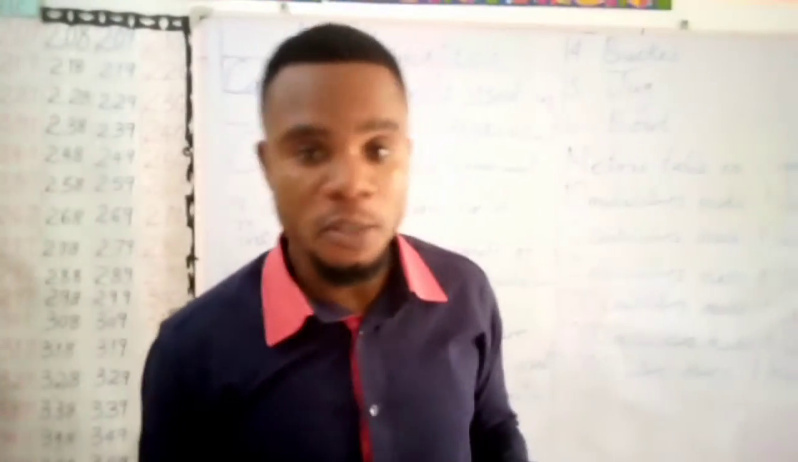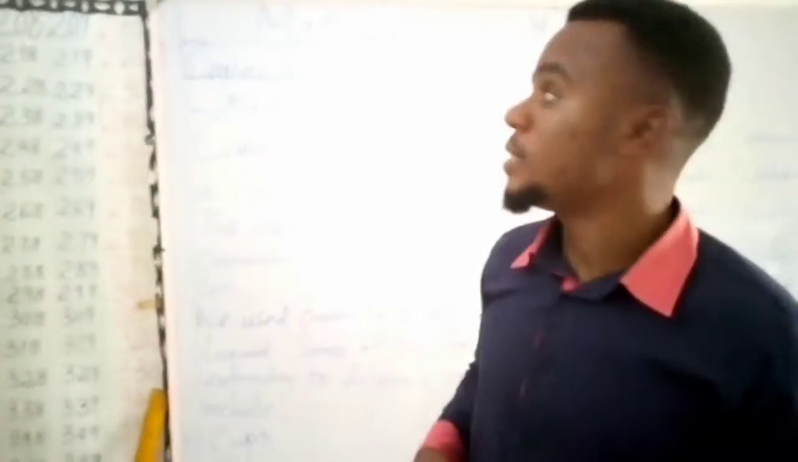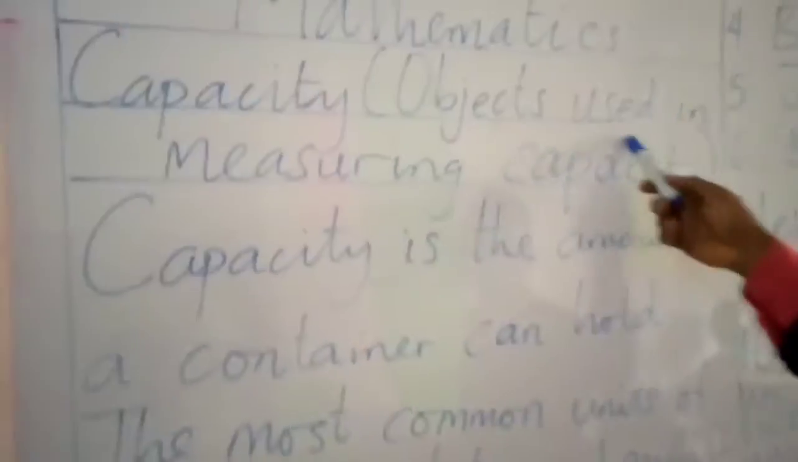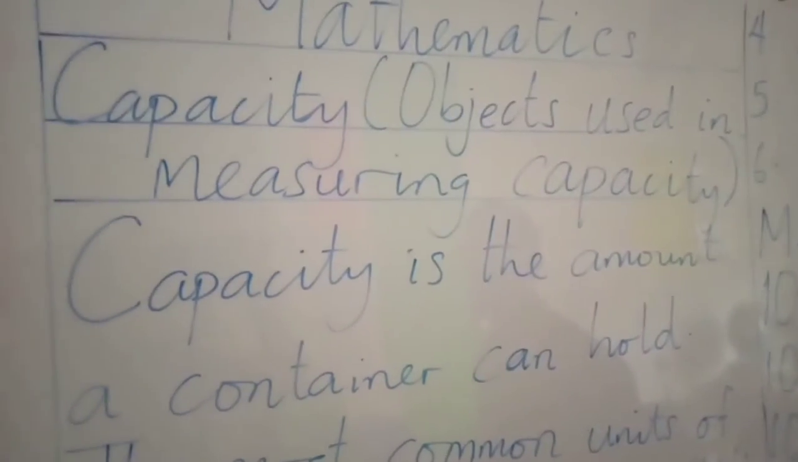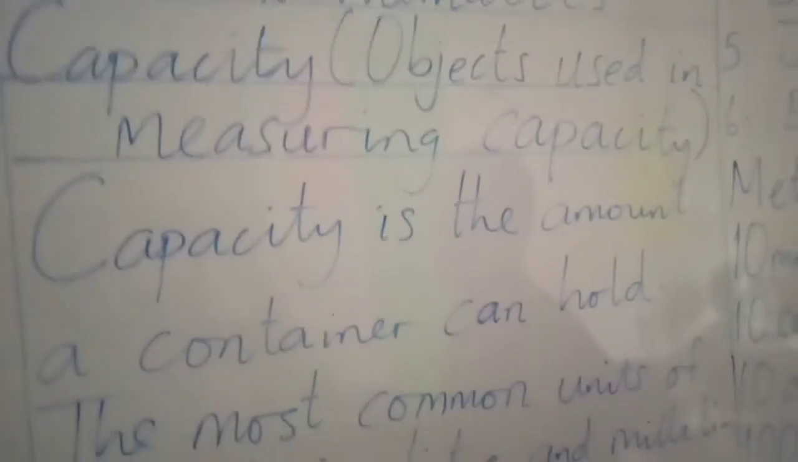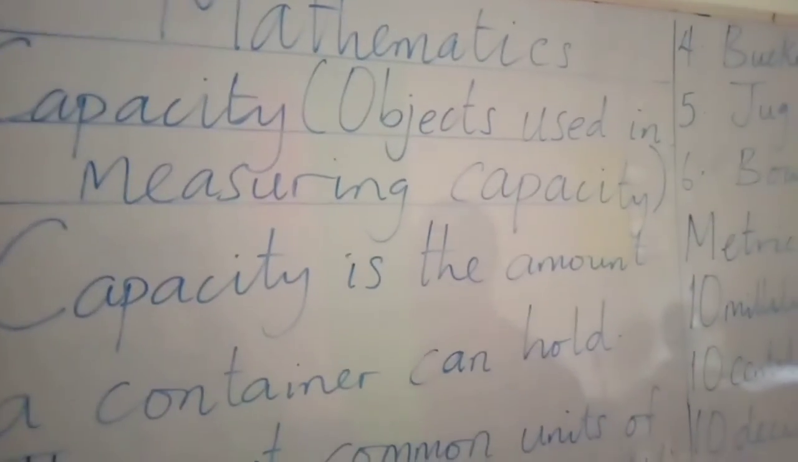In our previous class we treated weight and we defined it based on what we have on the board. But in today's class we'll be doing something different from weight. Today we'll be looking at capacity, objects used in measuring capacity. So we'll be knowing these objects in mathematics. With this, we can easily go through the definition of capacity.